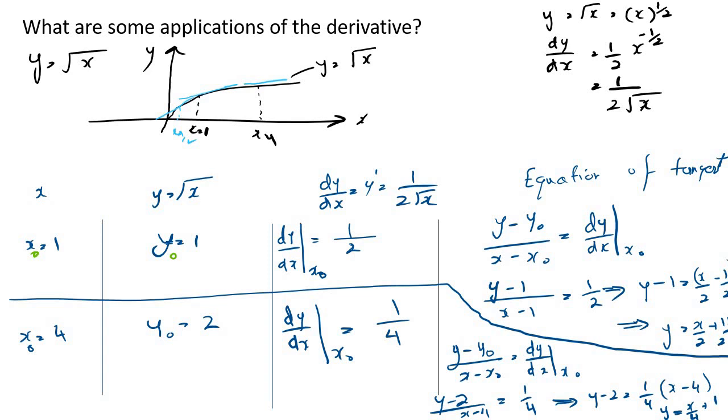That's the equation of the tangent at x equals 4. So let's continue to do more examples. Similar to the previous example that I did, if y is equal to the square root of x, we found that dy over dx is equal to 1 over 2 square root of x.